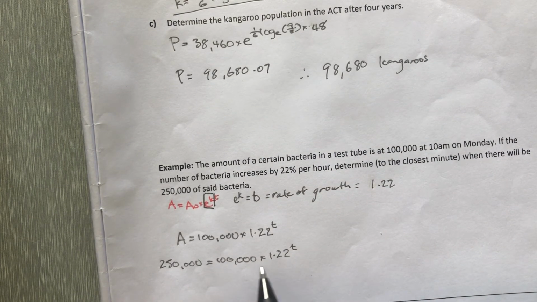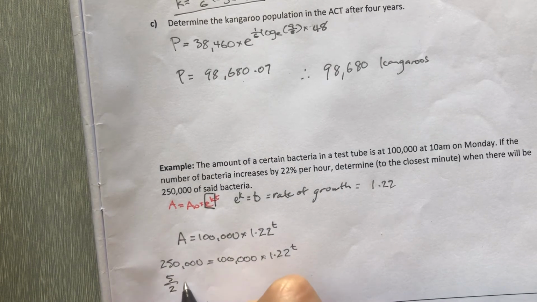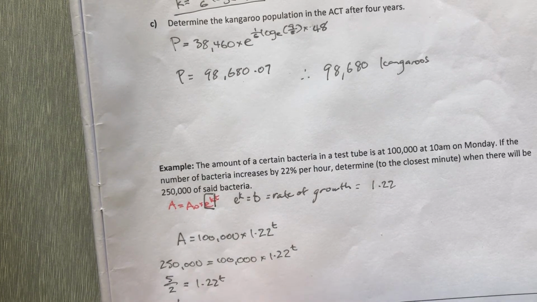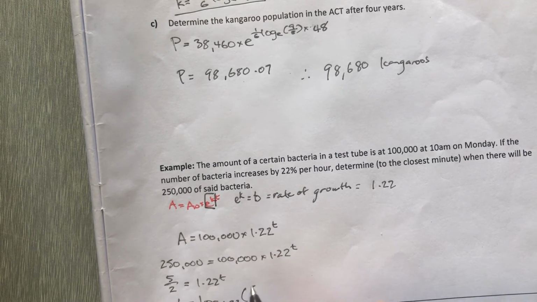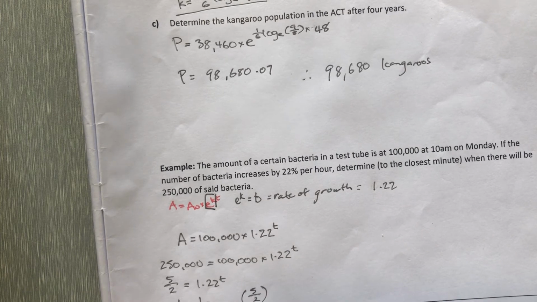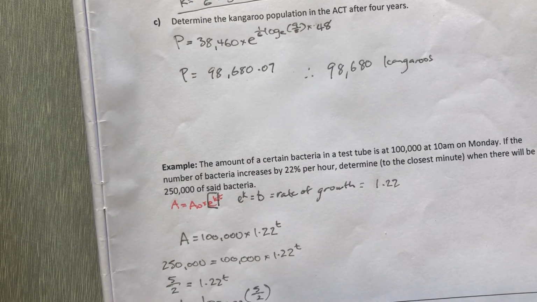Okay, so we'll divide by 100,000. So that's going to be 2.5 over here. We want to solve for t, so we can rearrange this to a log. So t equals this, where 1.22 is the base. Okay, so that's the time, except that's a little bit hard for us to read.